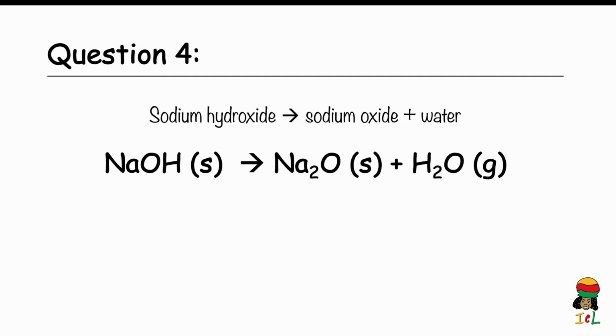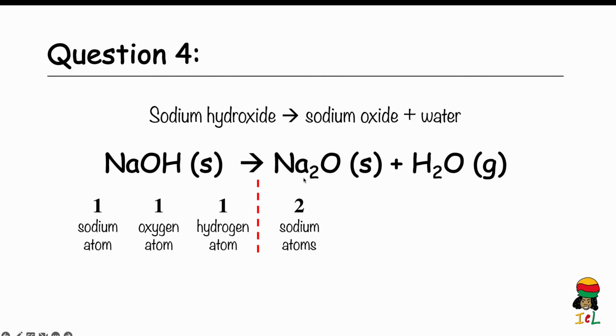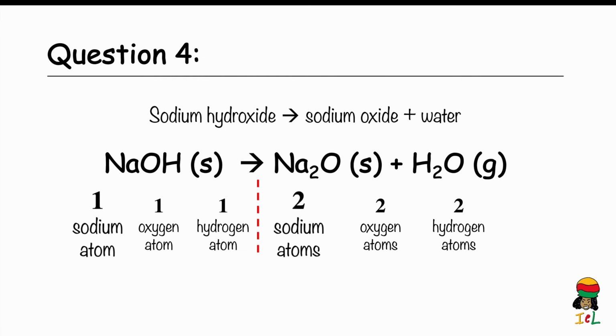The second check is to see if the number of each type of atom is equal on both sides of the equation. So on the reactant side, we have 1 sodium, 1 oxygen, 1 hydrogen. On the product side, we have 2 sodium atoms, 2 oxygen atoms, and 2 hydrogen atoms. None of the atoms on the reactant side is equal to their counterpart on the product side. So we're going to start with balancing the sodium atom, seeing it's the first atom in our series. So there is 1 sodium on the reactant side, but 2 on the product side.